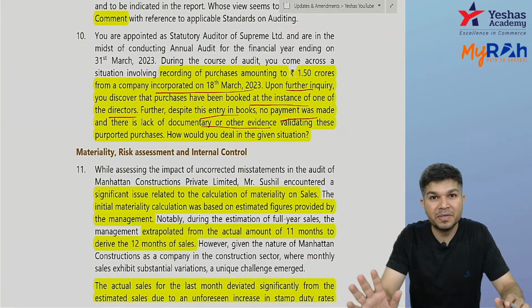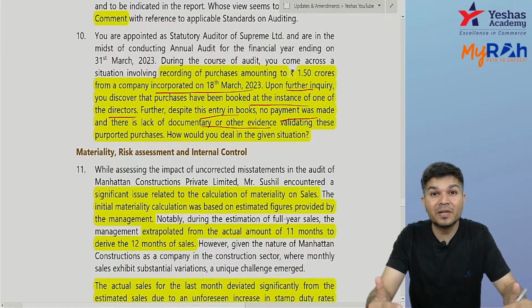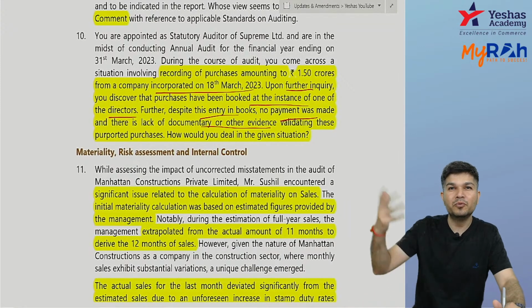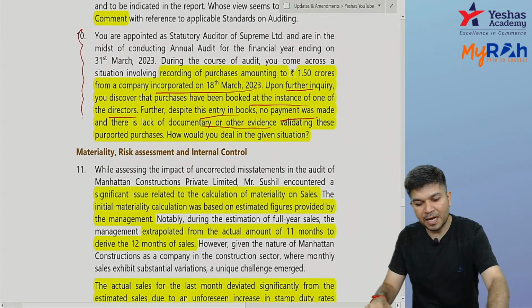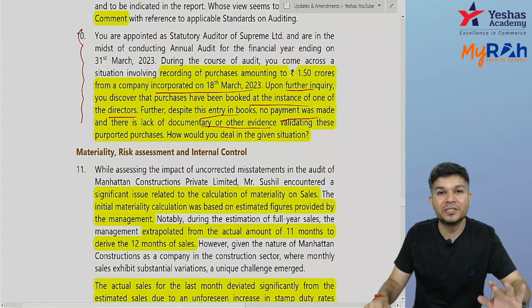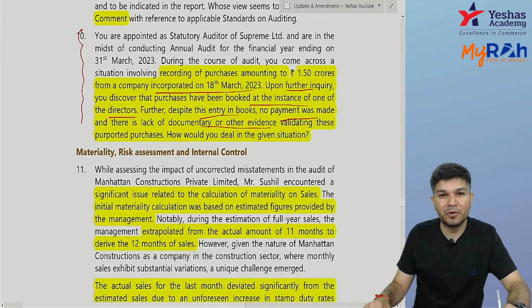Now the thing is, payment is not done. No documentary evidence is available. So can I say it might be a fictitious entry? And if you recall, fraud can be committed by making fictitious entries, particularly at year end, to boost the profit or reduce the profit. I can understand here it may be a fraudulent journal entry.